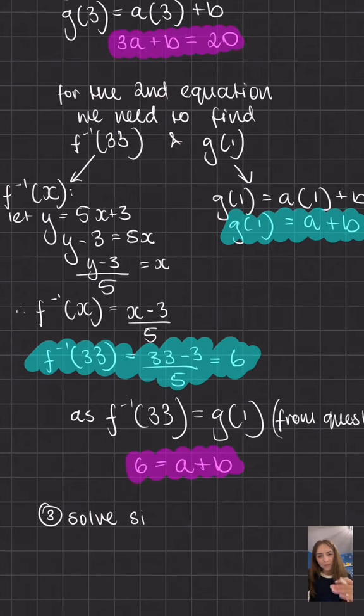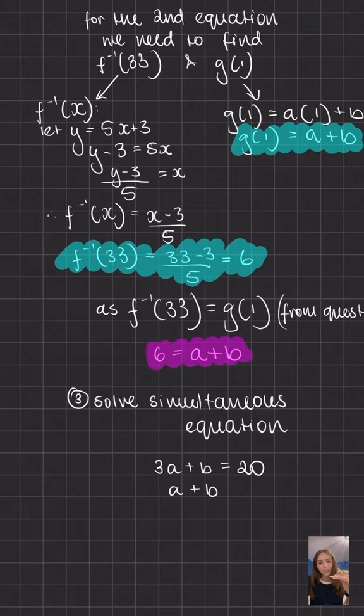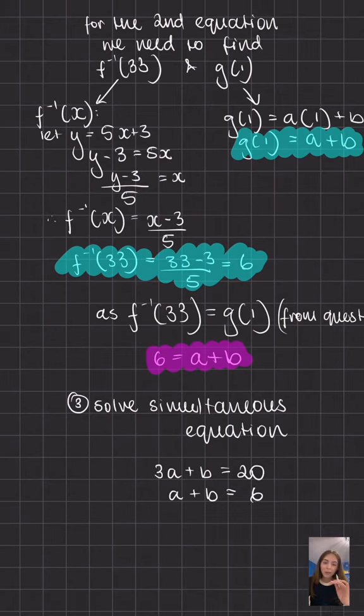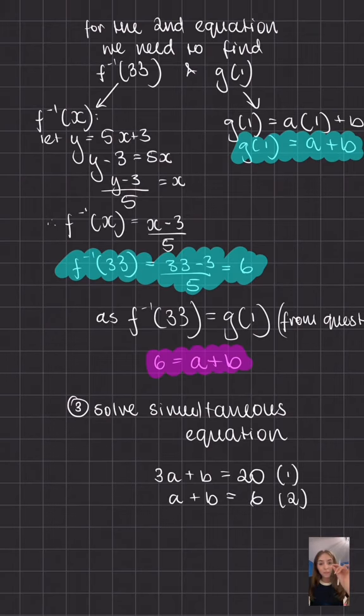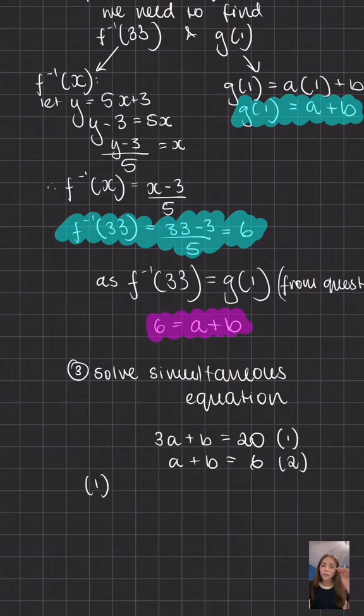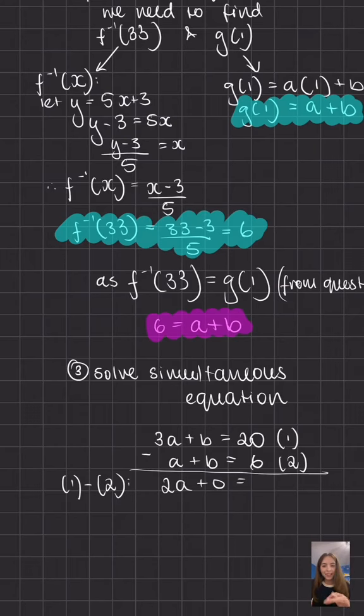Our final step of this problem is to solve the simultaneous equation, so I'm going to write one on top of the other and then solve it. Because in both of these equations there is a b, if I subtract one equation from the other, I will be able to eliminate the b, because b minus b equals 0. Doing that, I get 2a equals 14, so that means that a is 7.